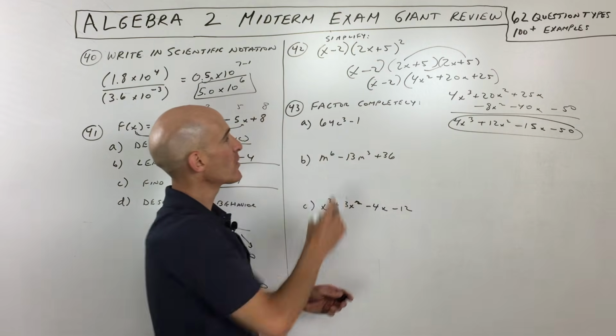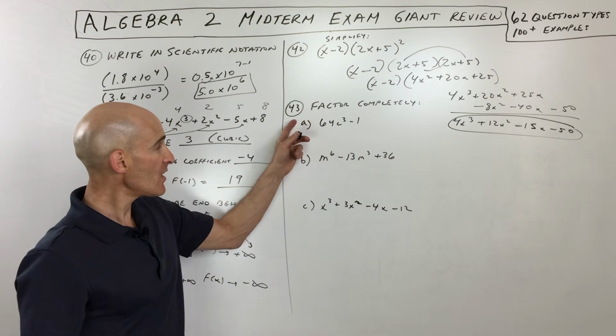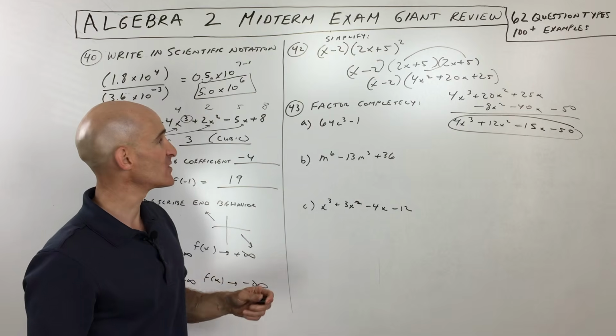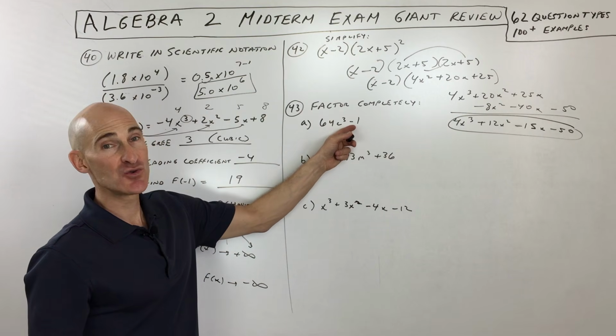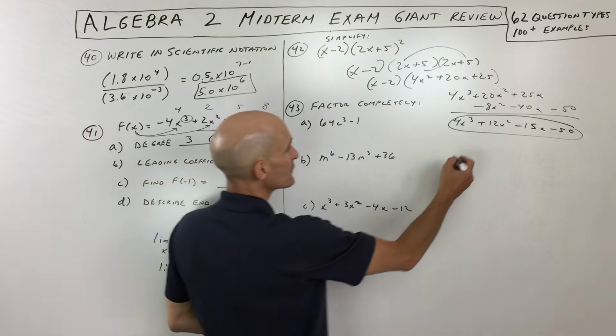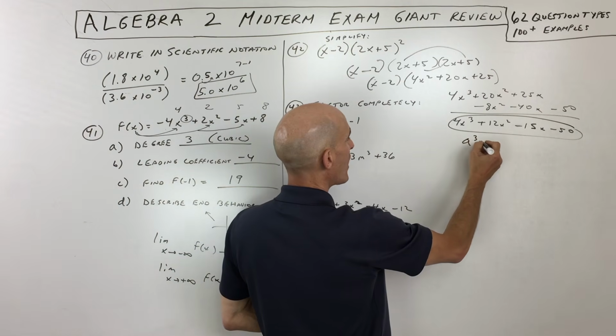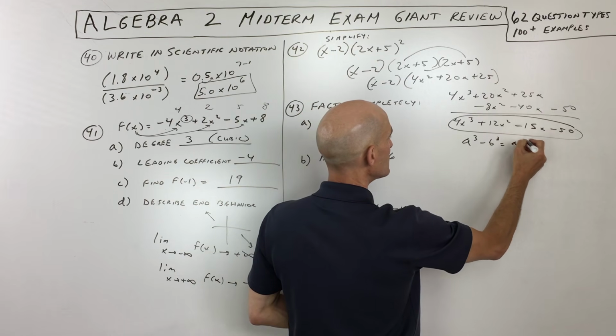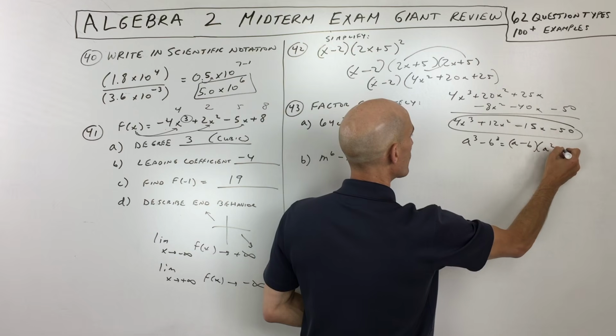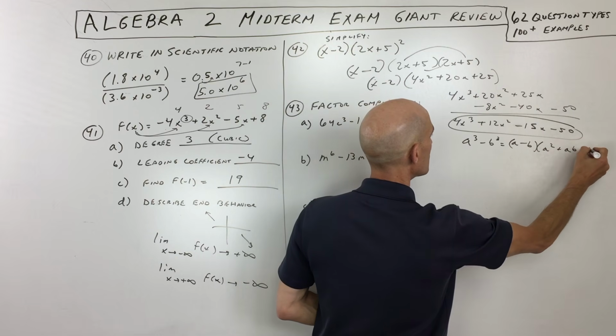Okay, so now number 43, we're getting into factoring. A little bit more challenging type of factoring problems. We did factoring earlier in this video, but here what we're looking at is a difference of two cubes. So remember, when you factor a difference of two cubes, this is the formula that you want. A cubed minus b cubed equals a minus b times a squared plus ab plus b squared.